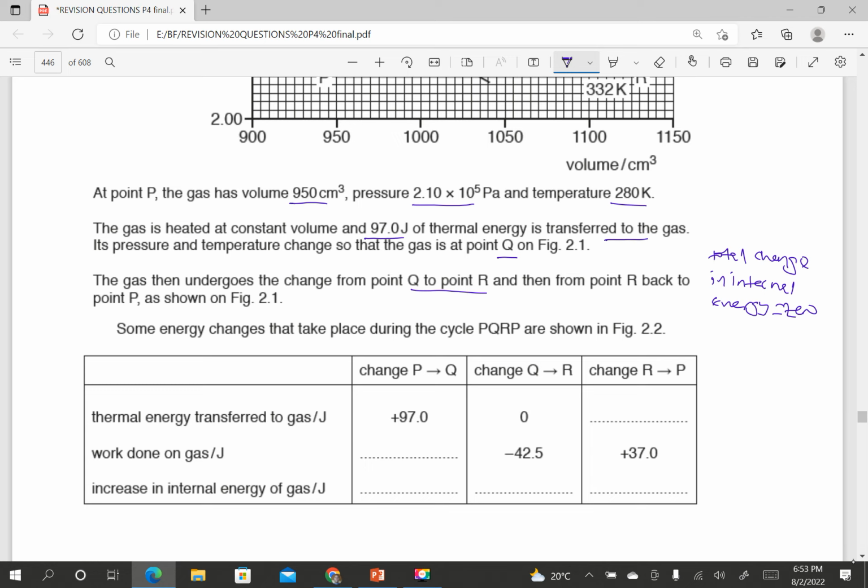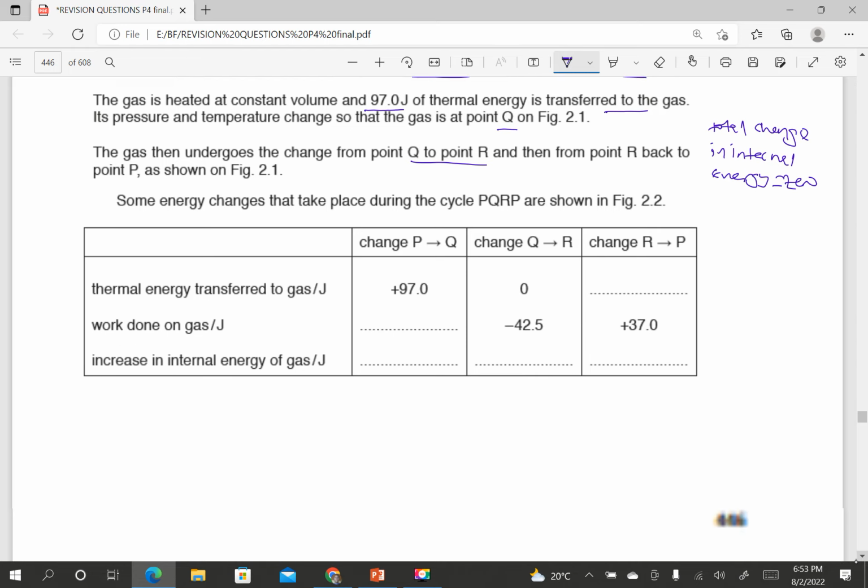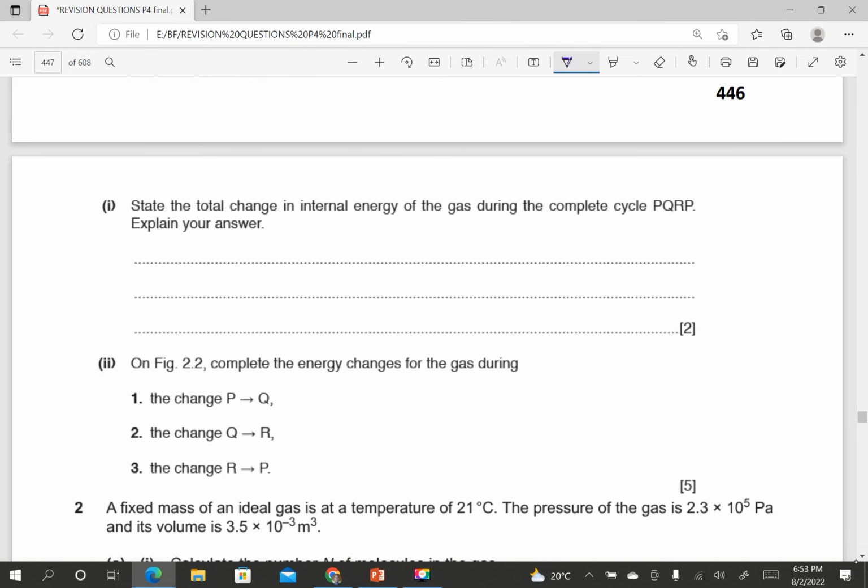So then they are telling us, state the total change in internal energy of the gas during the complete cycle. Explain your answers. We are saying total change is 0 or there is no change. No total change in internal energy. For one complete cycle, there's no total change in internal energy because the final temperature is the same as the original temperature. Or you simply say the gas returns to its original temperature.